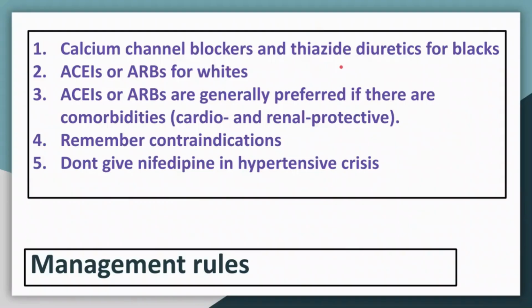So this is just a brief summary of what we've said so far. Calcium channel blockers and thiazide diuretics should be used for blacks. ACE inhibitors, ARBs for whites. ACE inhibitors or ARBs are generally preferred when there are comorbidities. Okay, they are generally preferred. It doesn't mean that you cannot use other antihypertensives. Okay, it's just a pattern that we have noticed. All right. So because we know that these ones are cardio and renal protective, you have to remember your contraindications. All right. And we don't want to give nifedipine in hypertensive crisis. These are the management rules.